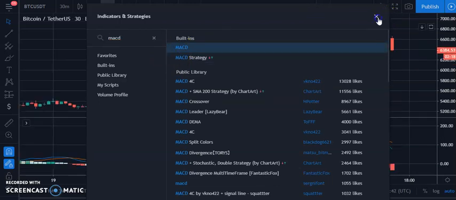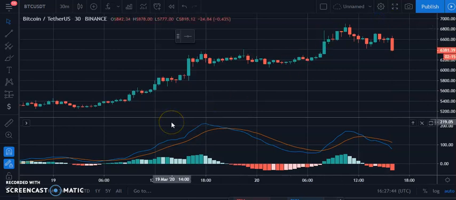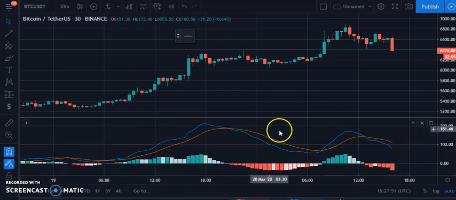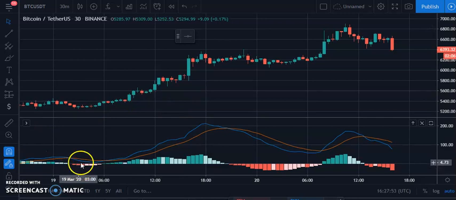It has shown. First of all, what is the MACD? MACD actually means moving average convergence divergence. This is the MACD, moving average convergence divergence. And the MACD has various configurations.